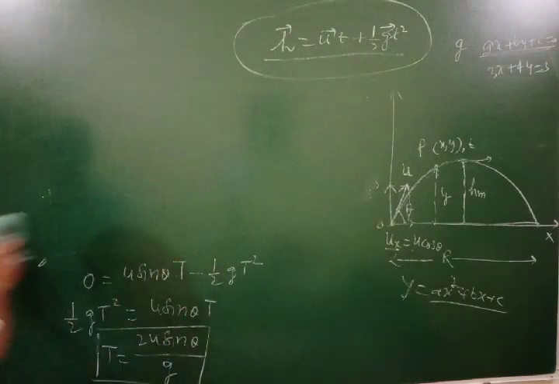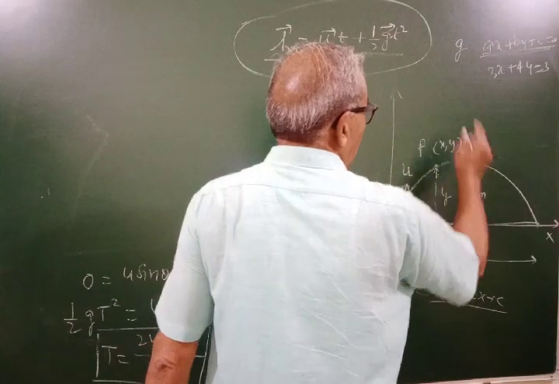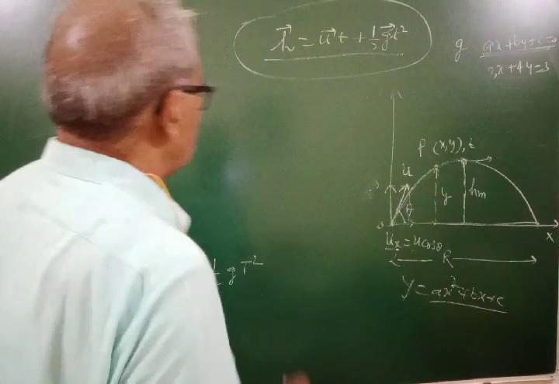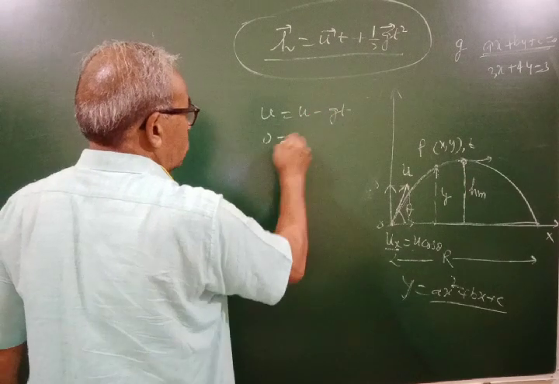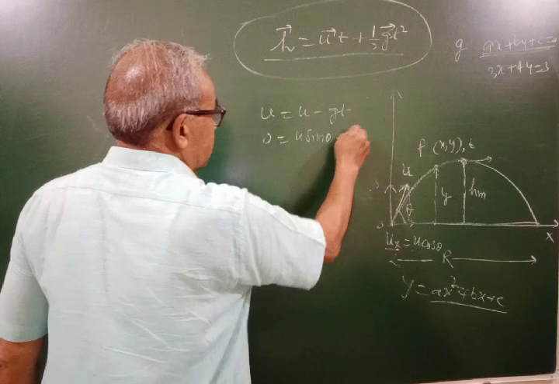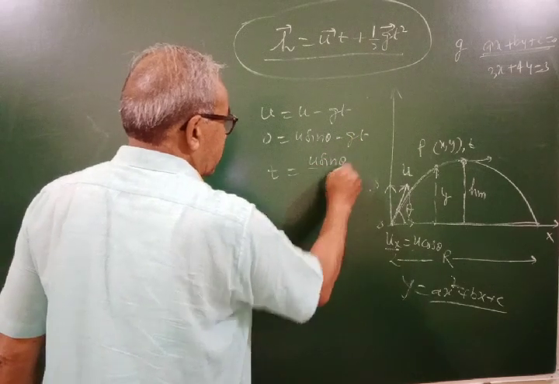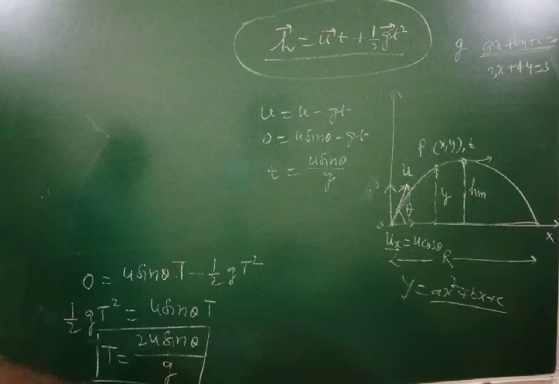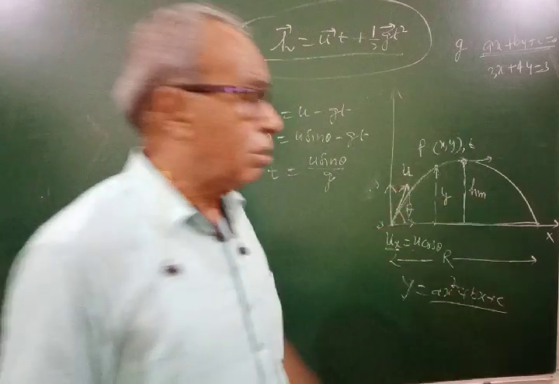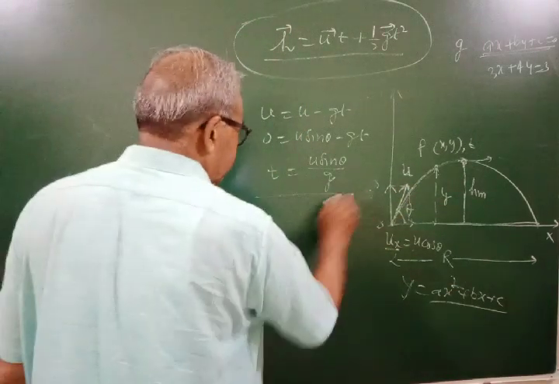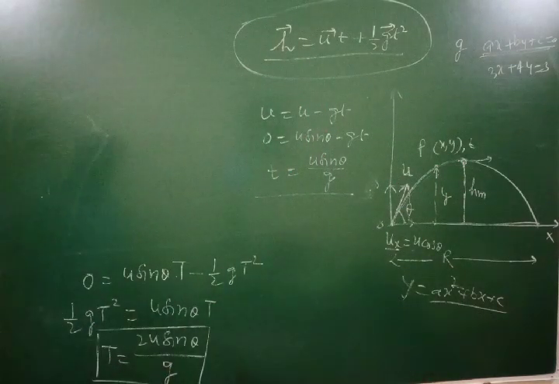Generally teachers calculate this time when it goes to this point, where the vertical component becomes 0. So they use the equation v equal to u minus gt: 0 equals u sin theta minus gt, and then t is equal to u sin theta upon g. This is the time to reach the maximum height, and the same time it takes to come back. But here I have done it in one equation.